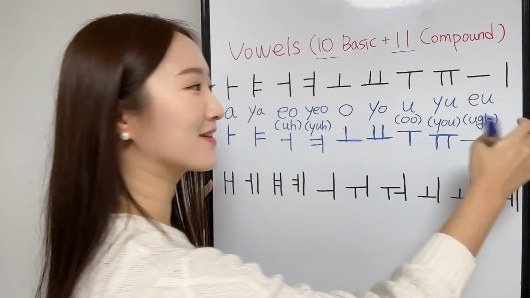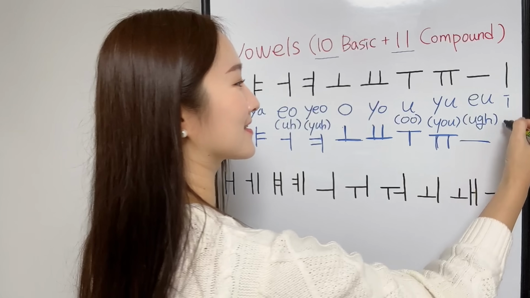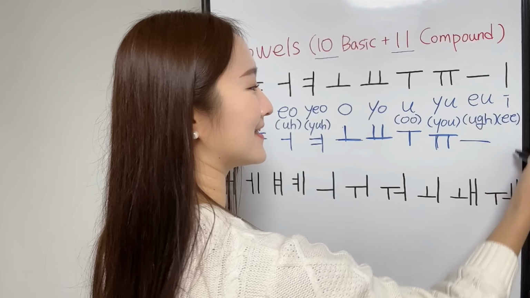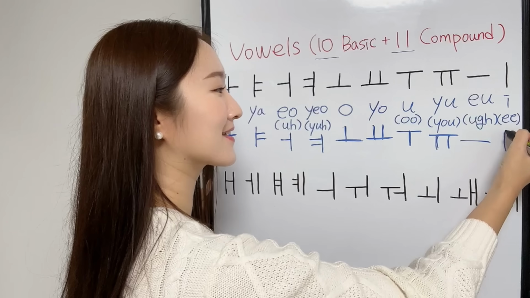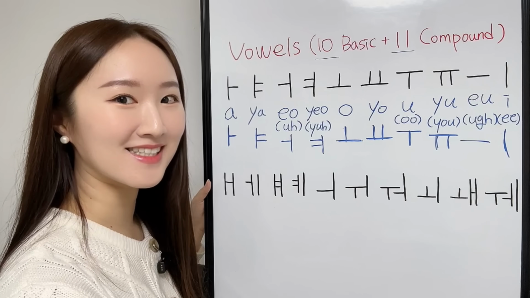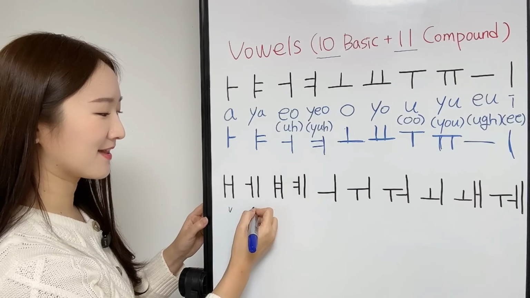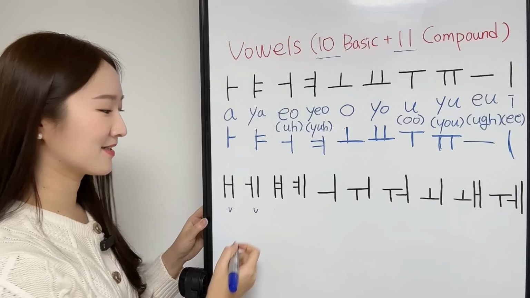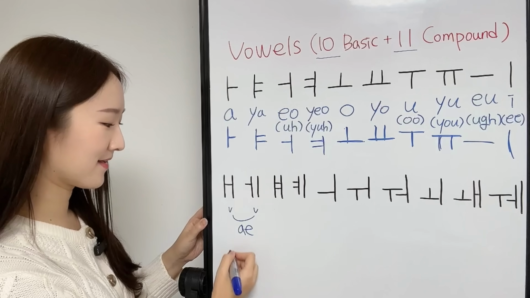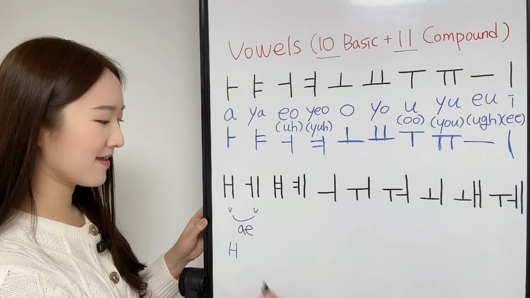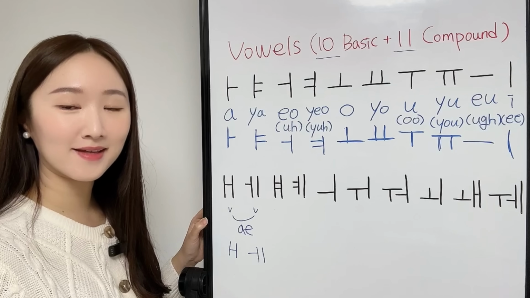And last one, this is ee, or ee. So it's like E. Easy, right? There are compound vowels too. This and this have the same sound. E.